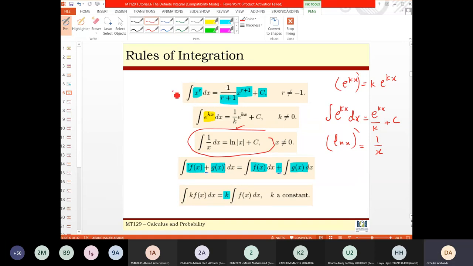So going back from the derivative, it gives me the integration. You need to memorize these rules. Any question regarding this?